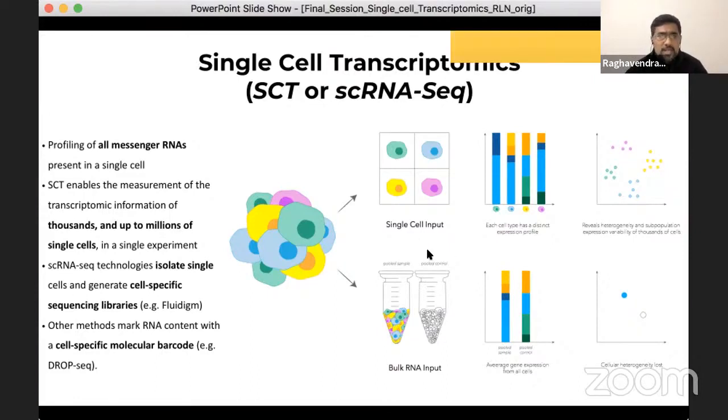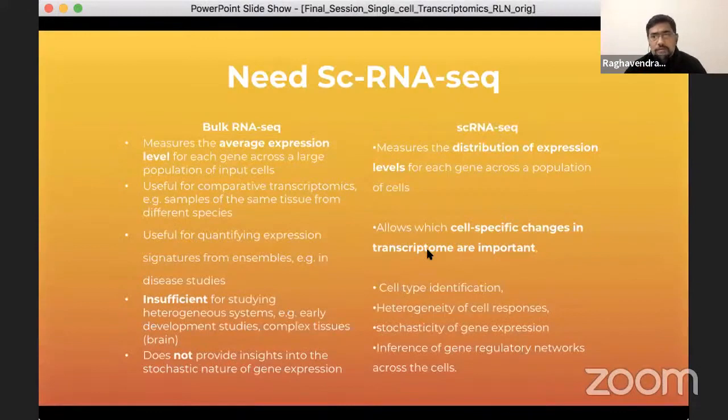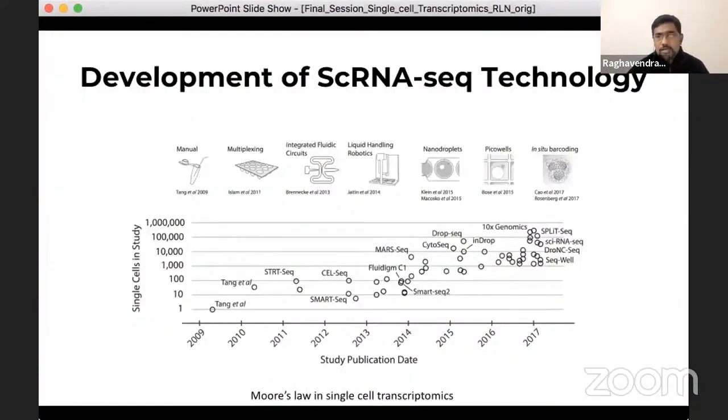So let's go over some of the major differences between these two technologies, and that includes obviously the distribution of expression levels measured as an average for bulk RNA-seq, while it is measured at the individual level for single-cell RNA-seq. Due to this, SC-RNA-seq is more suited to study cell heterogeneity, cell type identification, and the differentiation of cells over time, etc. So single-cell technology has been around only since 2009.